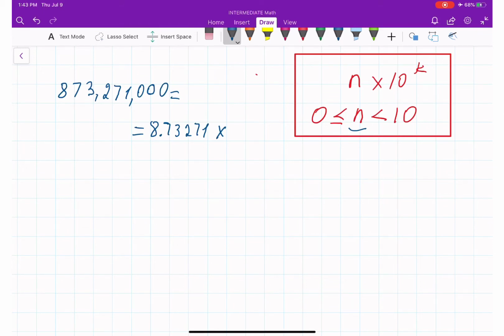Let me see. I'm going from here: 1, 2, 3, 4, 5, 6, 7, 8. The point is here. So 8 times. Because I cannot change the number, I put 8.73271 times 10 to power 8, okay? So once I move it 8 times, you will get the original number.